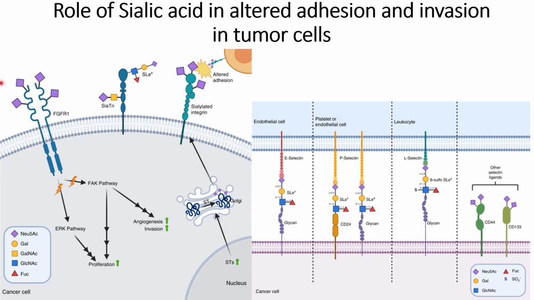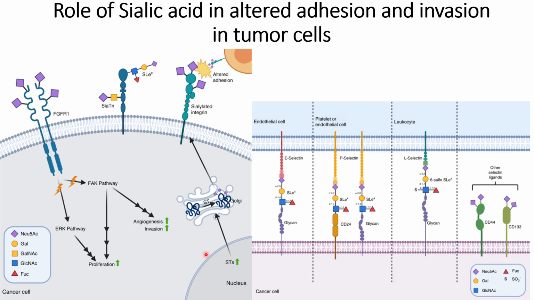Because of the hypersialylation in the case of FGFR1, it will trigger intracellular signaling pathways, that is the FAK pathway or ERK pathway, that will promote proliferation and also help in angiogenesis or invasion. In simpler terms, we can say that this hypersialylation will prevent immune detection, or prevent these tumor cells from being targeted by the immune system of the host.